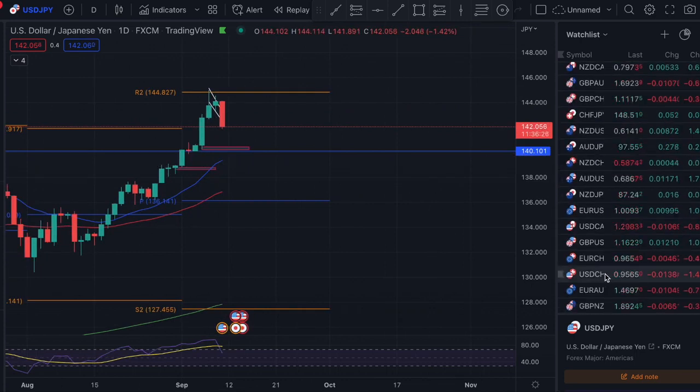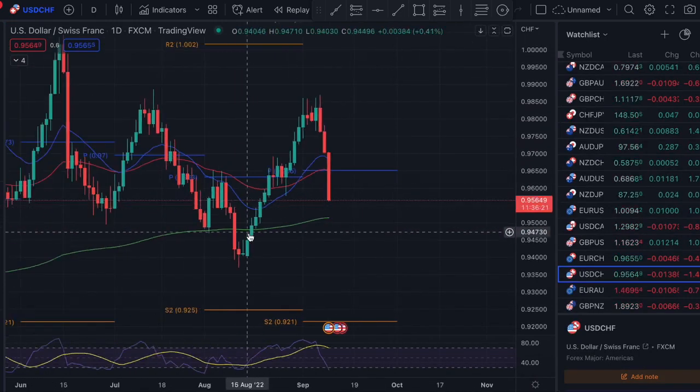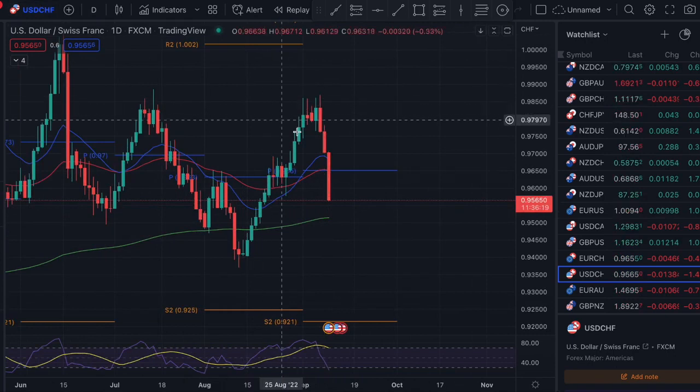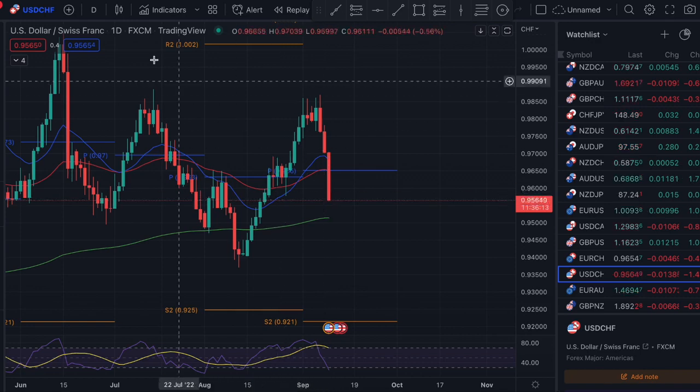So for example, USD CHF. Obviously we have a nice pump up, but what this indicates to us here is that the Swiss franc is gaining strength against the US dollar.